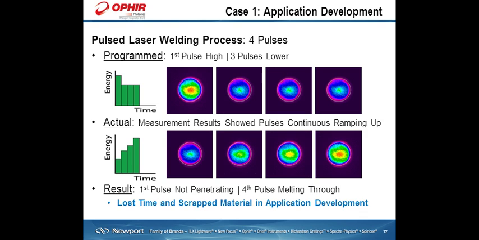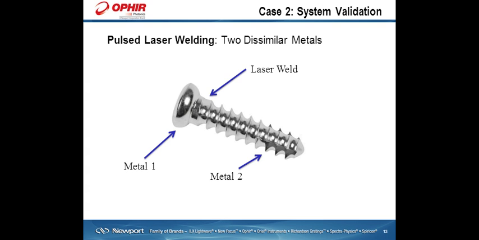The person developing the application before we came in was spending a lot of time trying to figure out what was going on. Quite honestly, they were spending a lot of money in scrapped material. As you know, especially with medical device applications, you're running into some really exotic metals that are very expensive. You don't want to spend a lot of time and money scrapping or trying to develop the application when you could be understanding your laser a whole lot better. So there's a lot of lost time and a lot of scrap material in the application development.